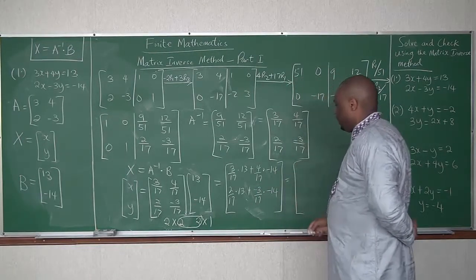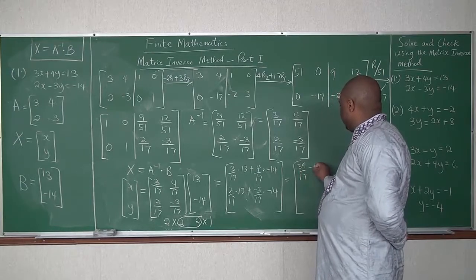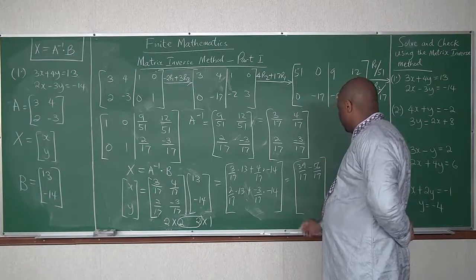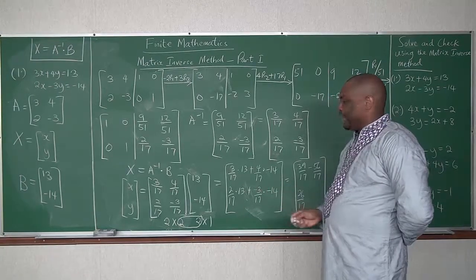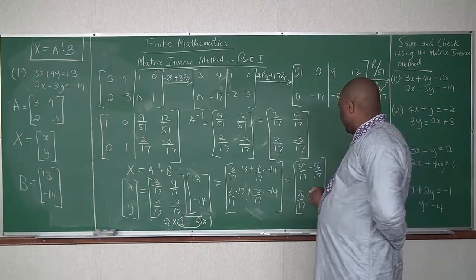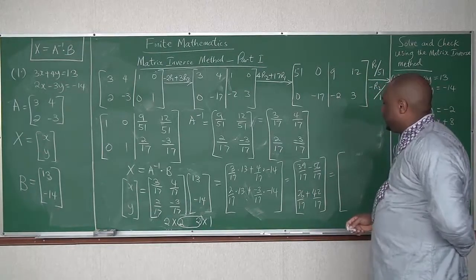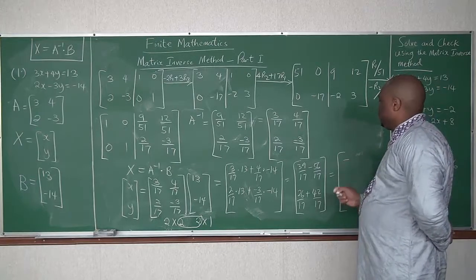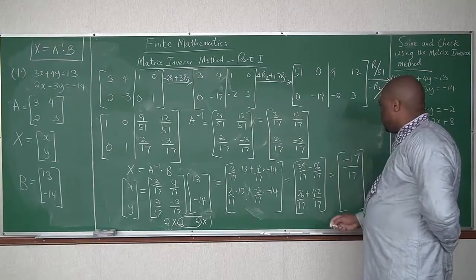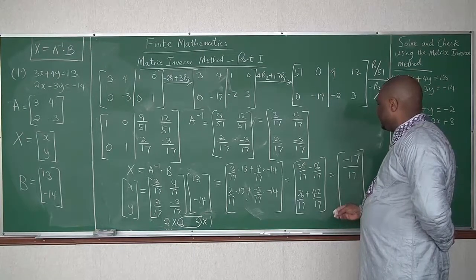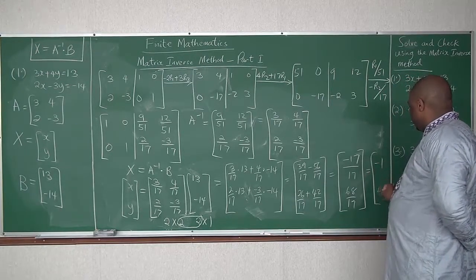So what do we have here? 3 times 13 is what? 39 over 17 minus 56 over 17. And then 26 over 17 minus minus. Minus times minus is plus 42 over 17. So what do we have? 39 minus 56 is a minus. 16 minus 9 is 7. 4 minus 3 is 1. Minus 17 over 17. And this will be what? 68 over 17. So this will give us negative 1 and 4.